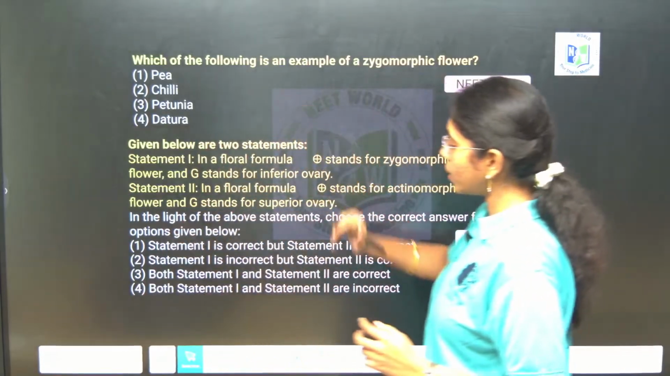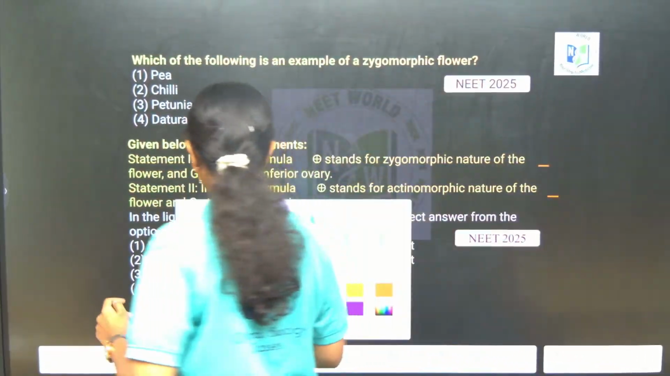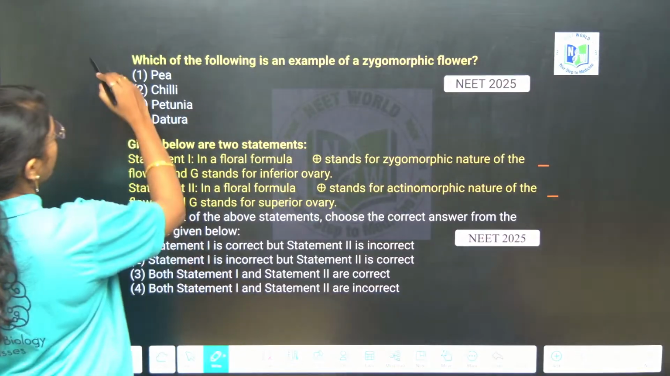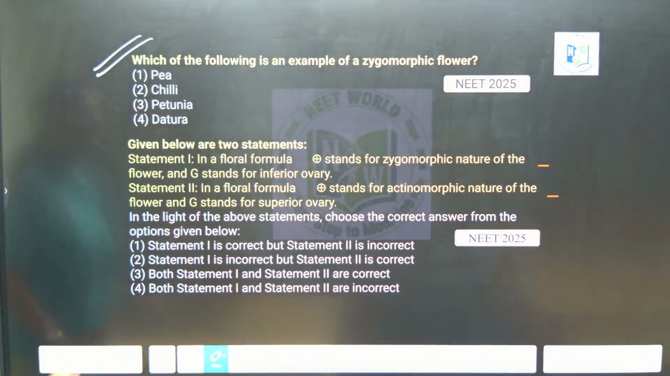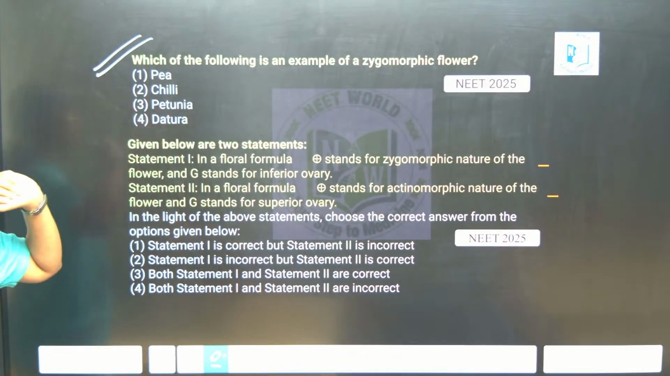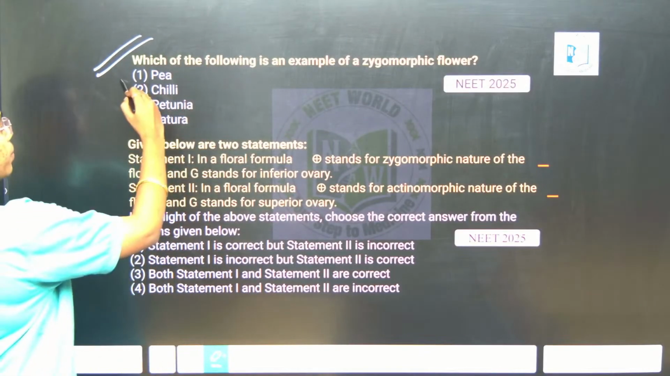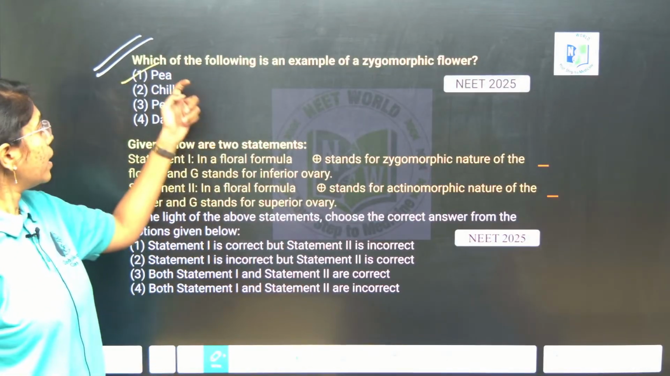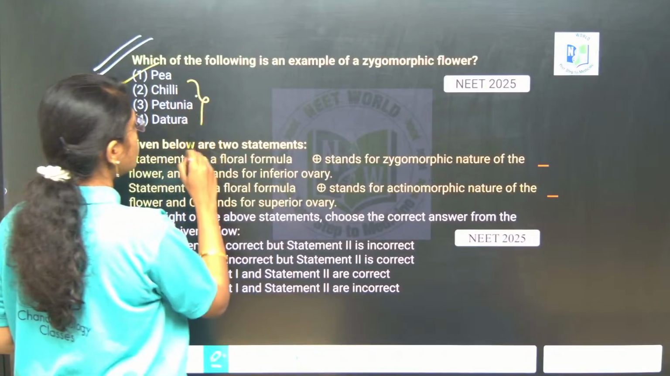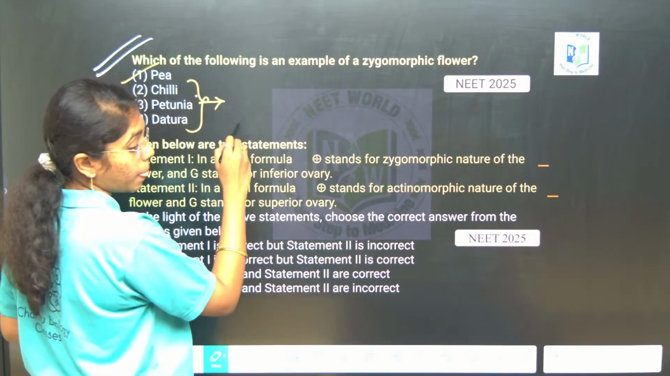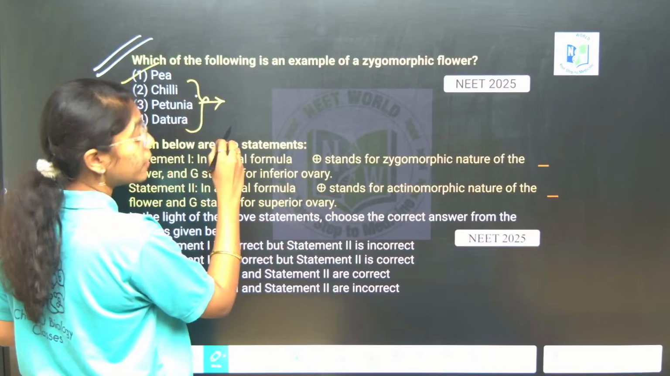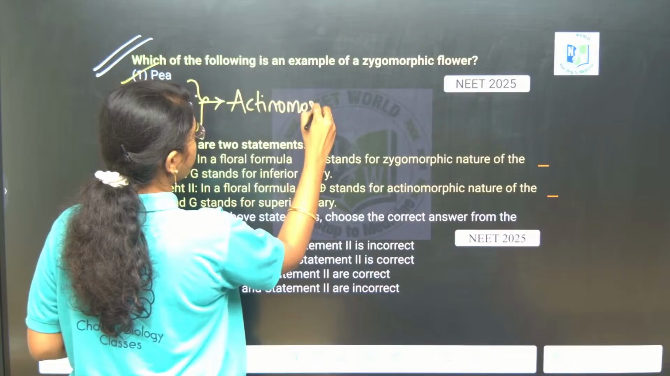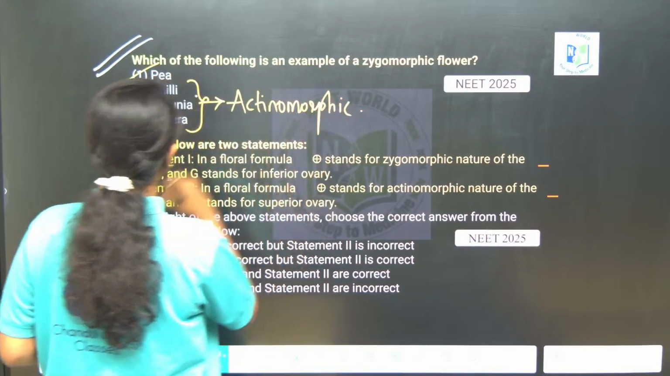Look at the first question. Which of the following is an example of zygomorphic flower? Pea, bean, cassia and gulmohar are the examples of what type of flower? Actinomorphic. Very good, actinomorphic flower. Chili is Solanaceae, a member of Solanaceae.